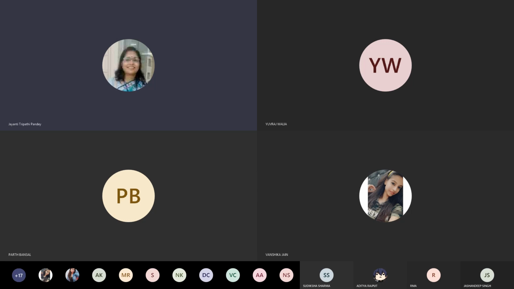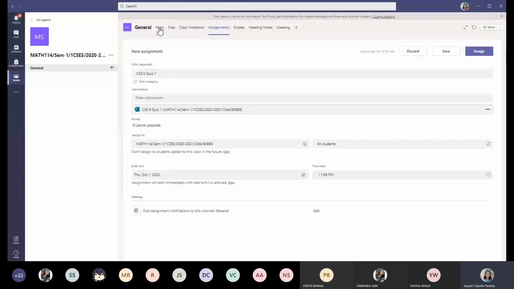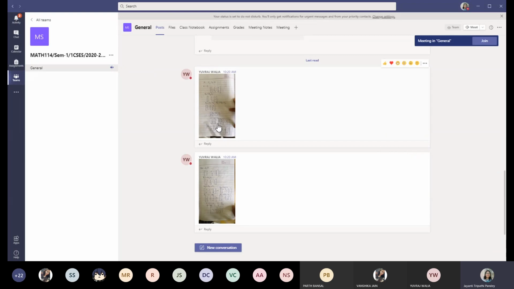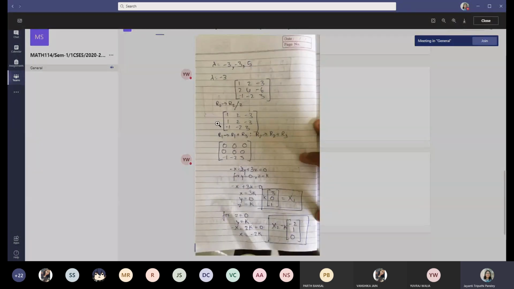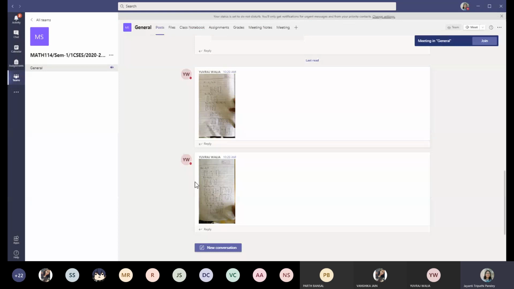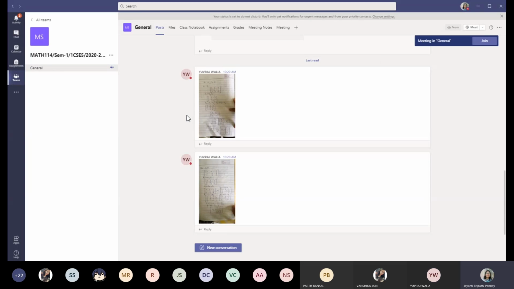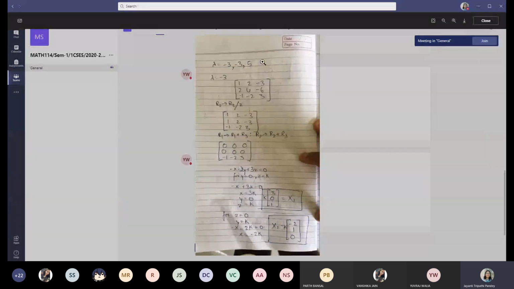So I'm sharing my screen. Where is the general screen? Let's see what he has posted. I hope you are able to see my screen. Yes, ma'am. So let's see. This is the first part of it. No, this is the second part of it. I hope you all have got this.